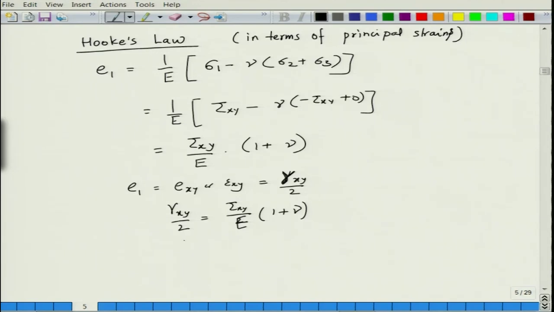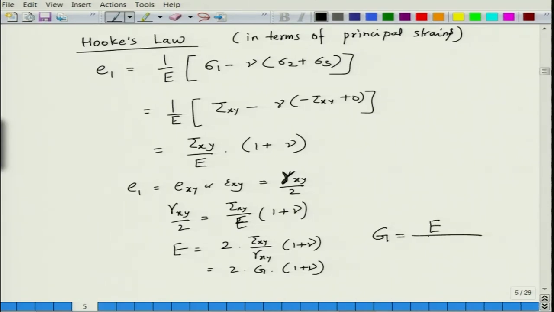So we can see here E is equal to 2 into tau xy divided by gamma xy into 1 plus nu, and this is equal to 2 into G into 1 plus nu. So what we get is a relation: the shear modulus is nothing but Young's modulus divided by 2 into 1 plus nu. This is the relation we get between the three elastic properties, G, E and nu. So if you know E and nu, you would know G. If you know any two of them, you would know the third property.